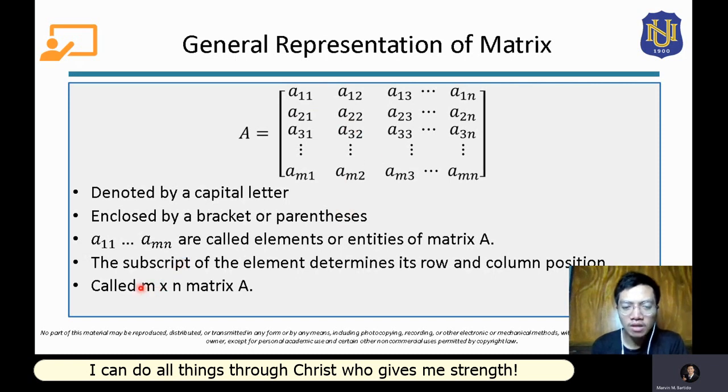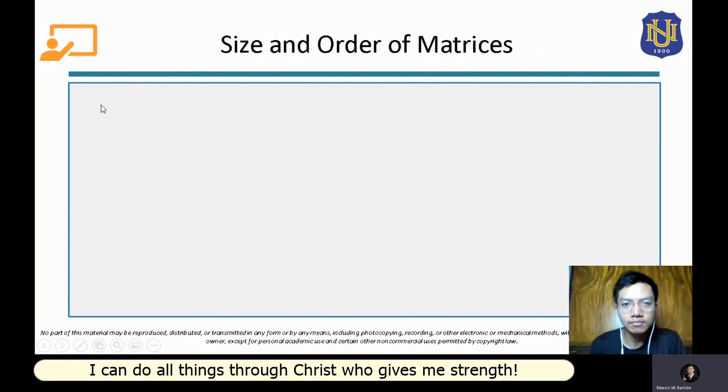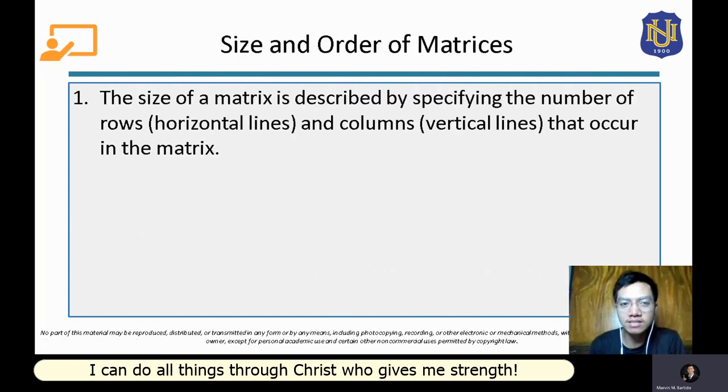We also call this matrix an M by N matrix A. M by N is the size of the matrix. The M here is the row, and the N is the column. So we name it M by N matrix A. Now let's talk about the size and order of matrices. The size of a matrix is described by specifying the number of rows, or horizontal lines, and columns, or vertical lines, that occur in the matrix.